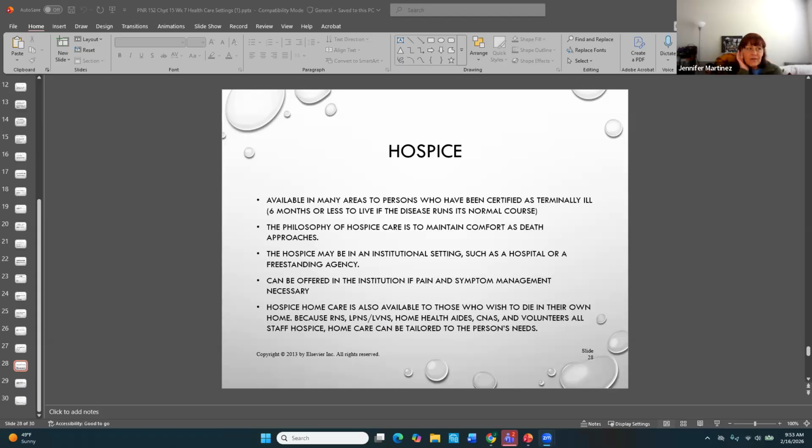And so they are available in many areas. That they have been diagnosed with a terminal illness. Generally speaking, it's 6 months or less to live, if the disease runs its normal course. Okay, so if you have a terminal disease and less than 6 months to live, then you're eligible for hospice care. Does that mean that you have to die within 6 months? Absolutely not. I've seen residents be on hospice for years and still receive hospice services.